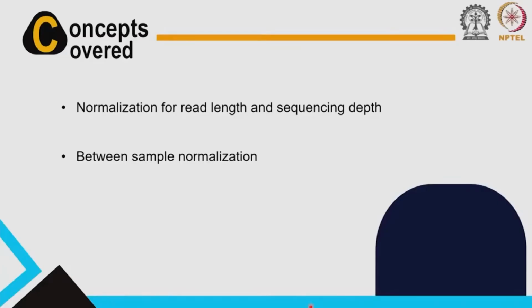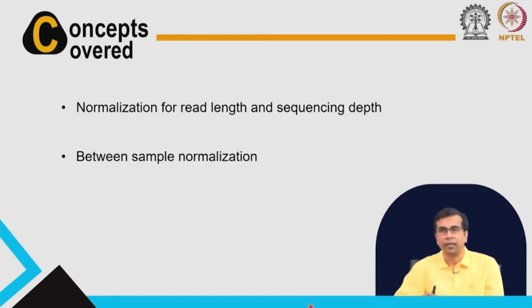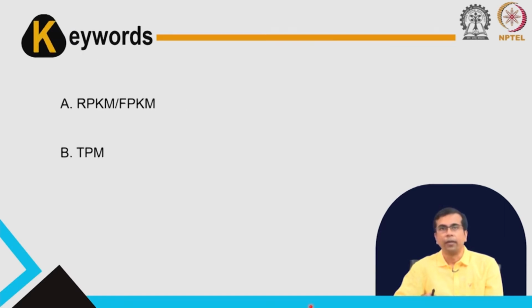So, today's agenda will be first we will talk about normalization for read length and sequencing depth, and then second we will talk about between sample normalization, at least some of the techniques for between sample normalization. Here are the keywords that we will come across: RPKM, FPKM, and we will also see TPM.